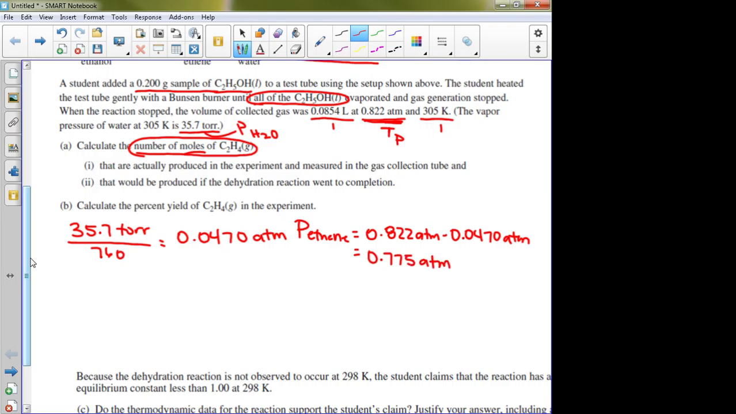Atmospheres. Now can I find the number of moles of ethene that was produced? Yes. What equation am I going to use? PV equals nRT. So that means n is equal to PV divided by RT.